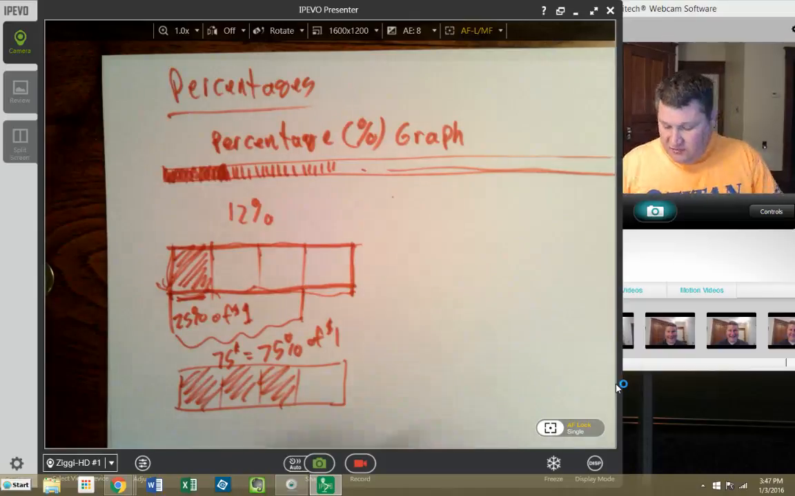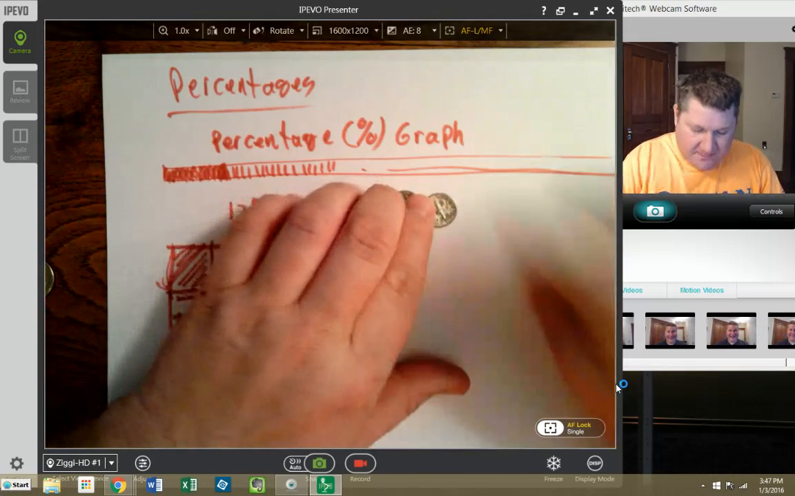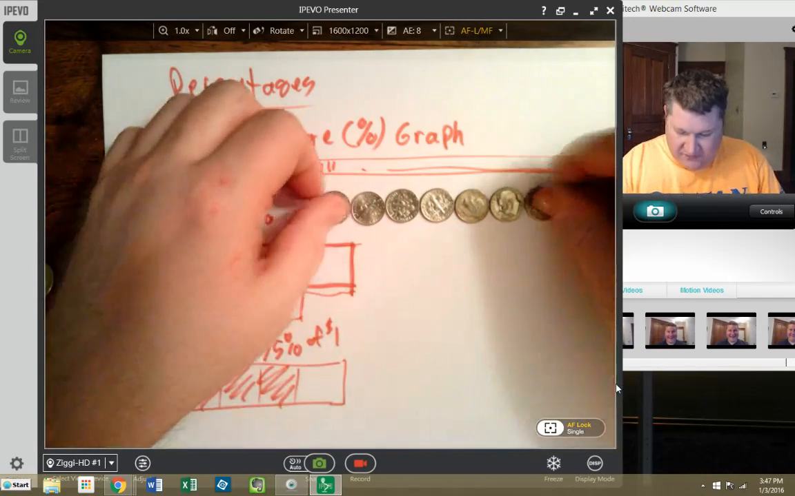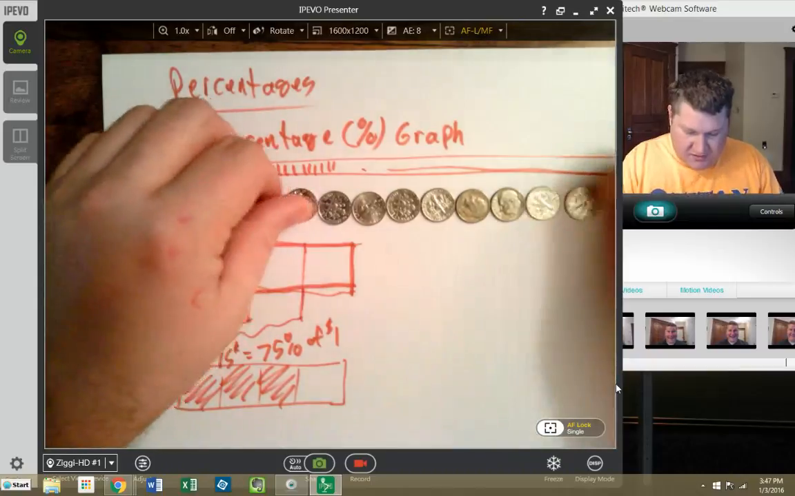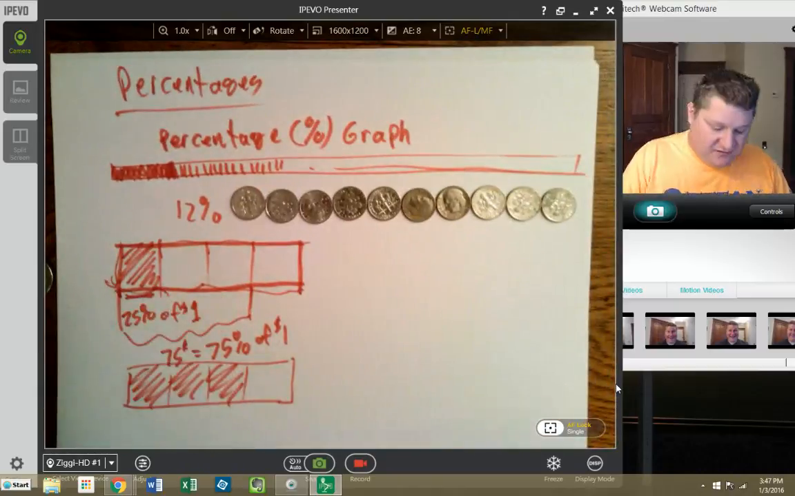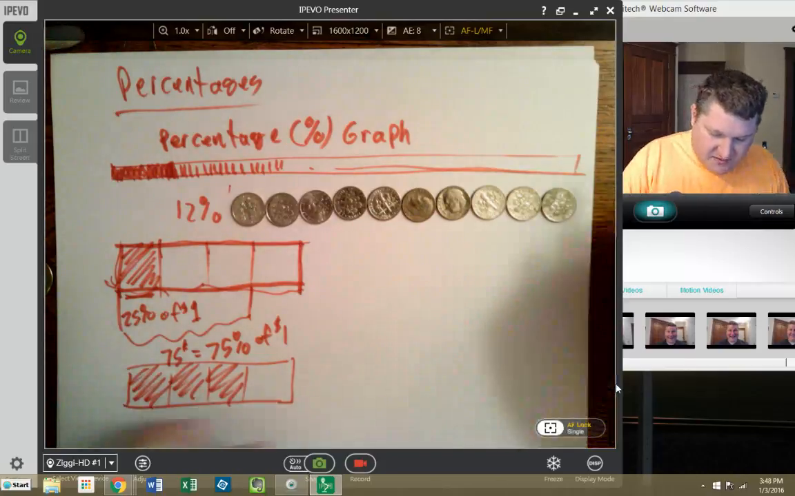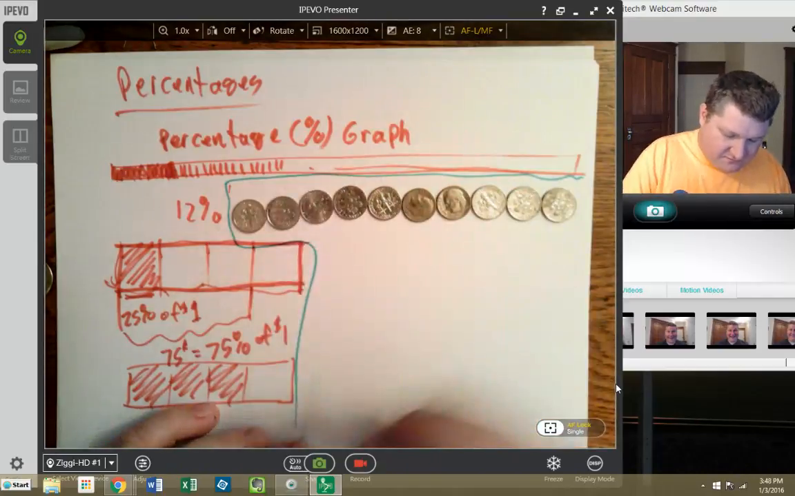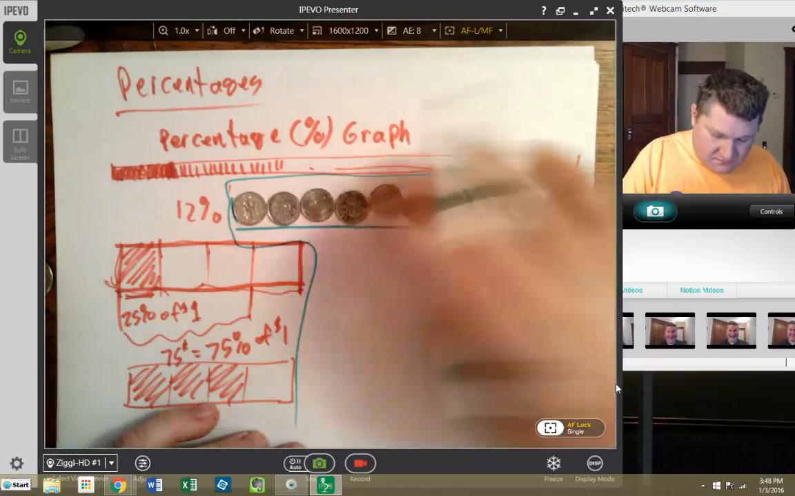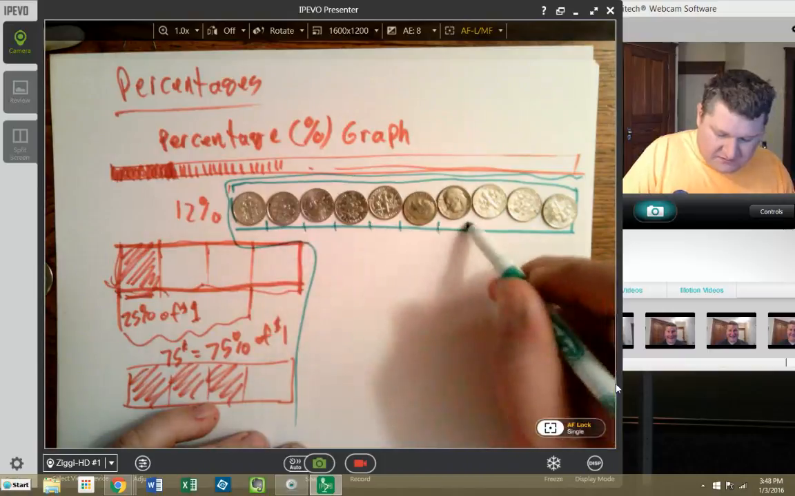Now, we can also do it, say, with dimes. Let's see if I can get all 10 of these together. So I got 1, 2, 3, 4, 5, 6, 7, 8, 9. Holy cow, I'm barely going to fit it on here. 10. So if I were going to make a percentage graph of this, let me change colors here. If I were going to make a percentage graph of this, I would say, there we go. 1, 2, 3, 4, 5, 6, 7, 8, 9, 10.